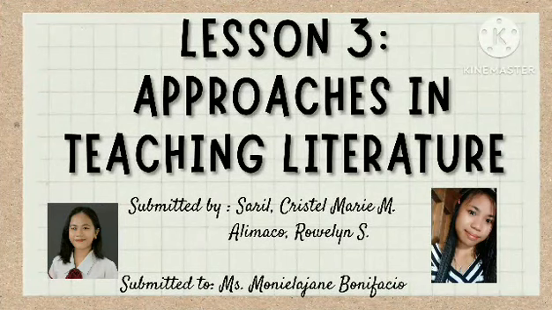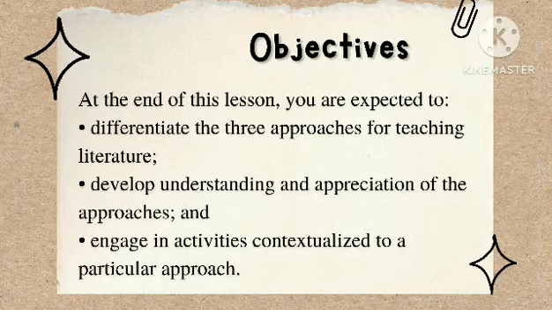We will discuss the topic in Lesson 3, which is Approaches and Teaching Literature. First, we have the objectives. At the end of these lessons, you are expected to differentiate the three approaches for teaching literature. Second, develop understanding and appreciation of the approaches. And last, engage in activities contextualized to a particular approach.